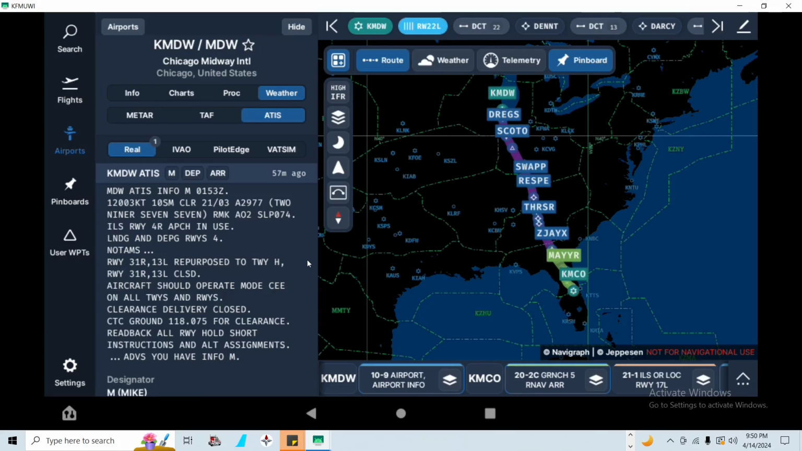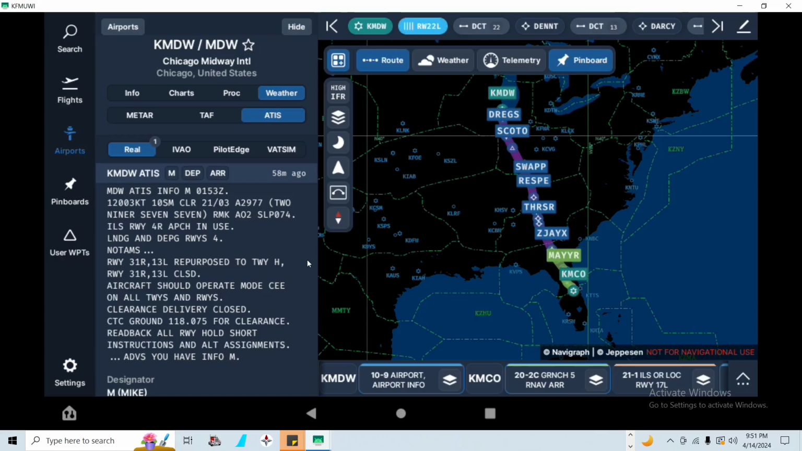And then the M there that you see, that stands for Mike. So they have gone through the other letters in the alphabet. Now they are at Mike. So the weather has changed that many times where they have put out a different ATIS. Next, what you see is 0153Z. That is 0153 Zulu. So that is in Zulu time. That is when this was issued.